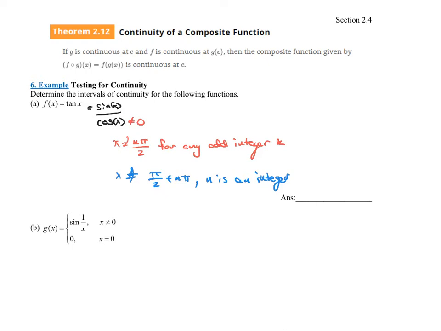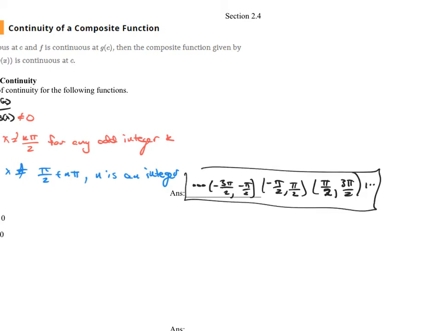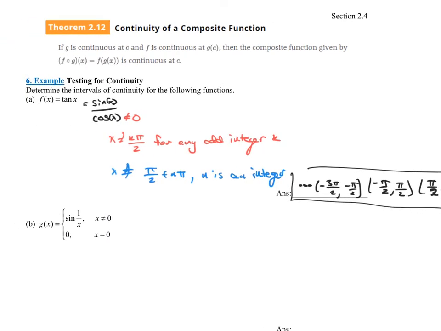We want to find the intervals of continuity, so this is where we did, well, it was negative 3 pi over 2 to negative pi over 2. It was negative pi over 2 to pi over 2. And then it was pi over 2 to 3 pi over 2, and so on. So that's all your odd integers. So that's the intervals of continuity. It's really easier to talk about when is it discontinuous than when is it continuous on some problems like these.